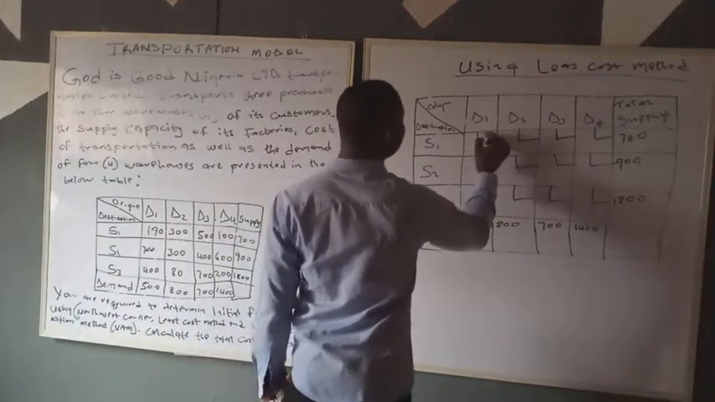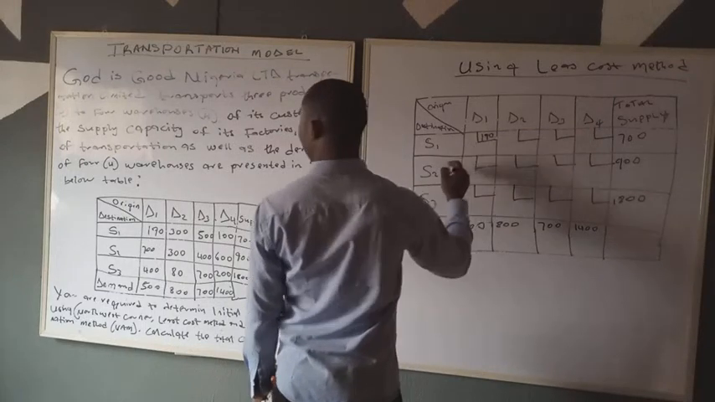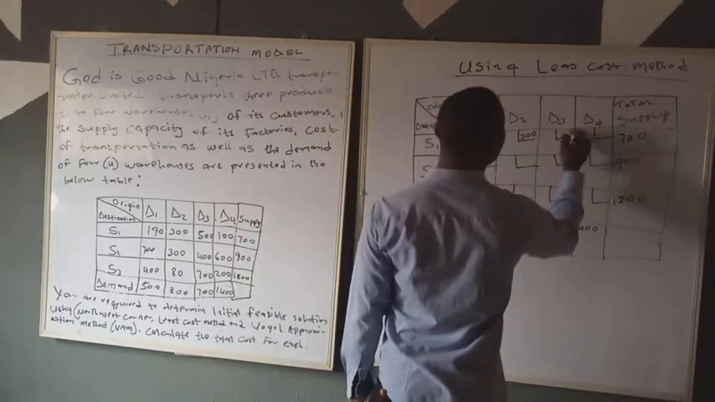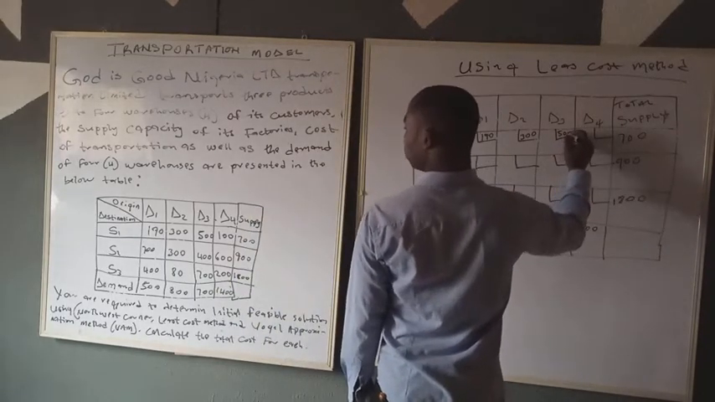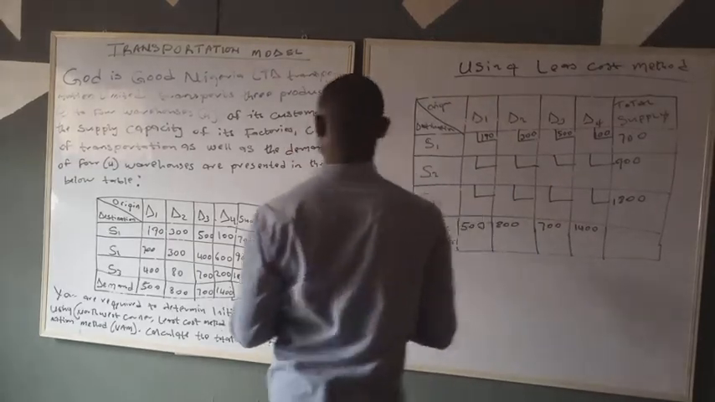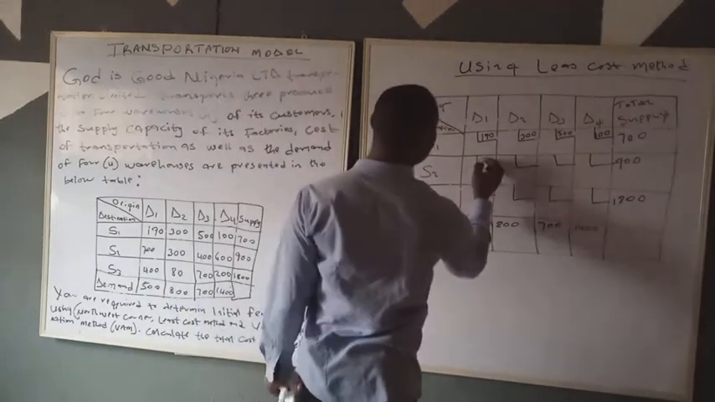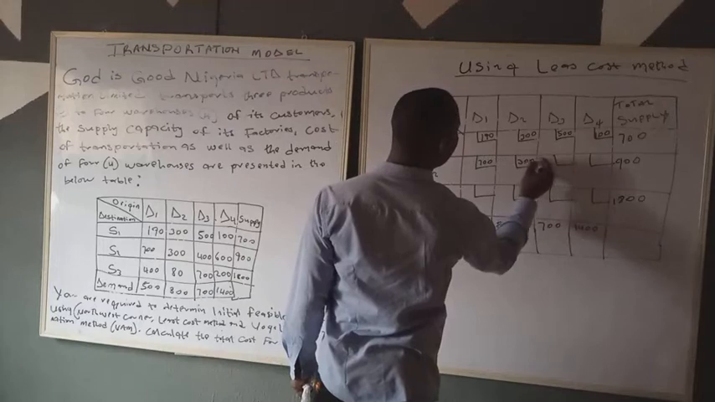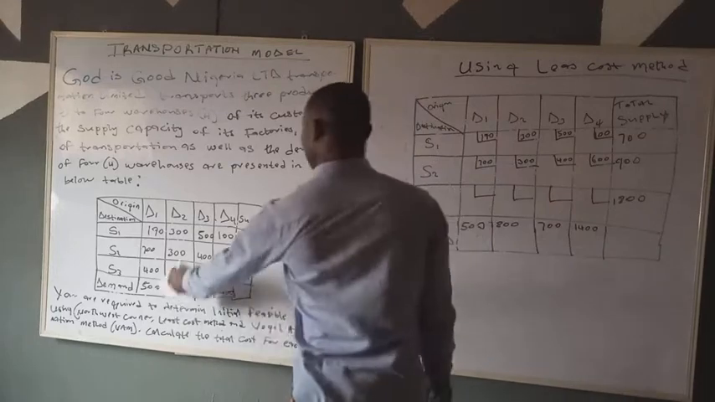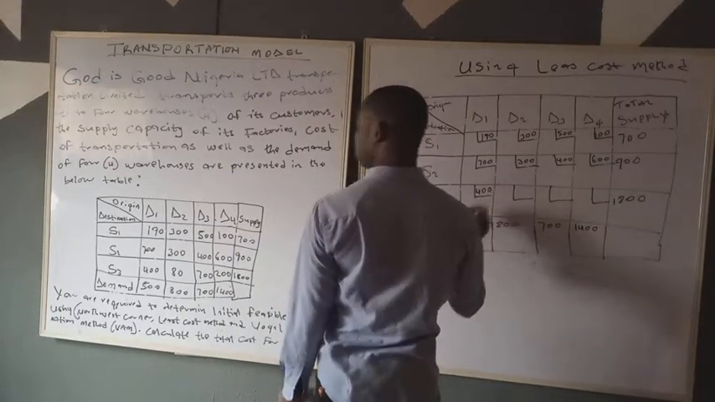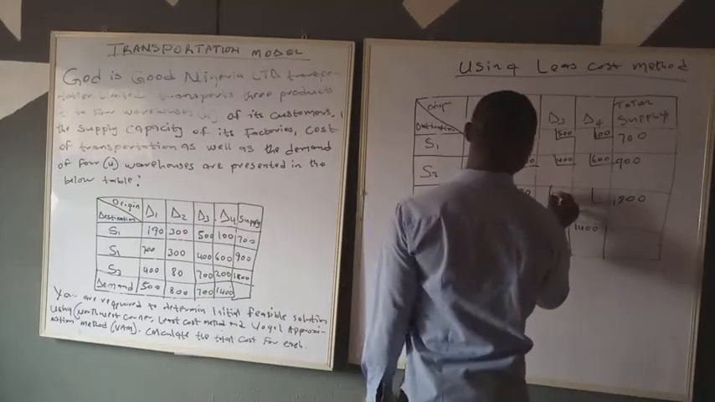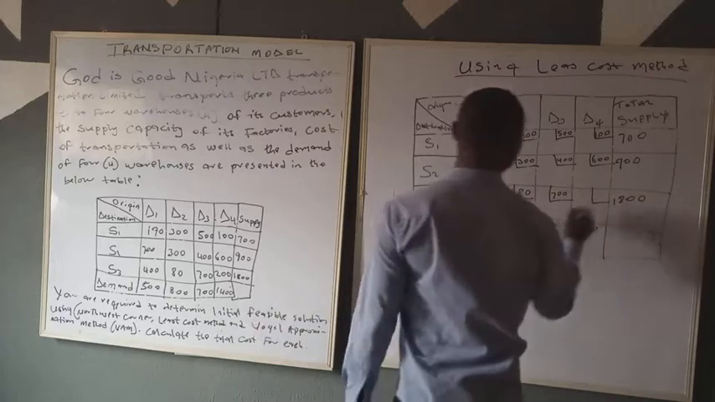We have 190, we have 300, we have 500, and we have 100. Then here 700, 300, 400, and 600. Then we have 400, we have 80, we have 700, and we have 200.